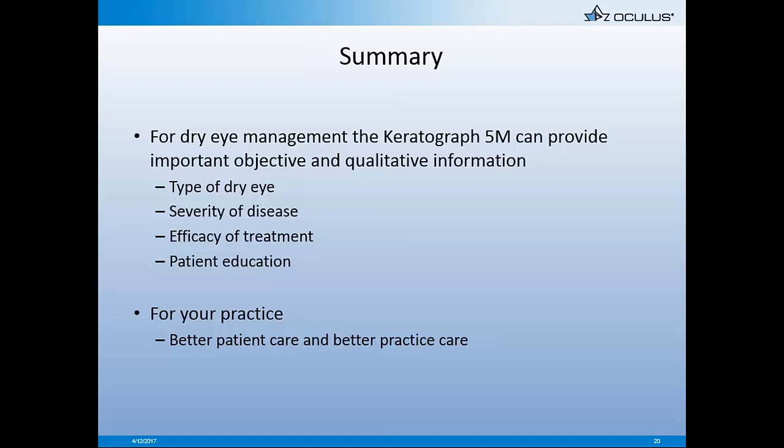For those of you that do not have a Keratograph yet, these are real numbers from real practices. And those of you that have a Keratograph and aren't realizing those, I hope you take some of my discussion today, and if you have any questions about that, we can certainly get you some more information, and I'll be available to answer questions, of course, now too.